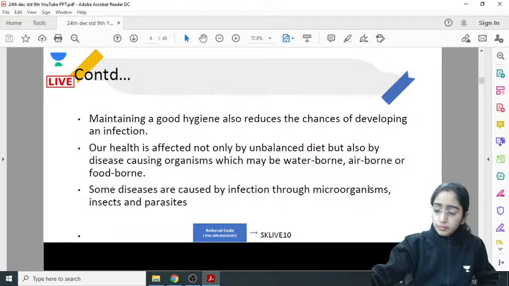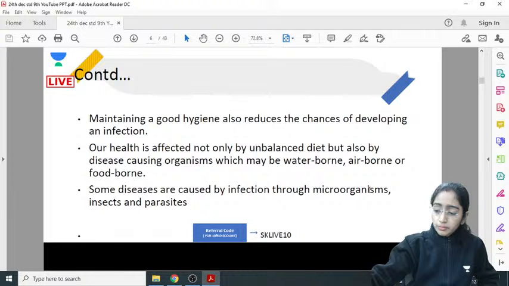Our health is affected not only by an unbalanced diet but also by disease. What do you mean by pathogen? Kritgan, hi, good afternoon. What do you mean by pathogen? Yes, standard 9. Any disease causing microorganism is said to be a pathogen.